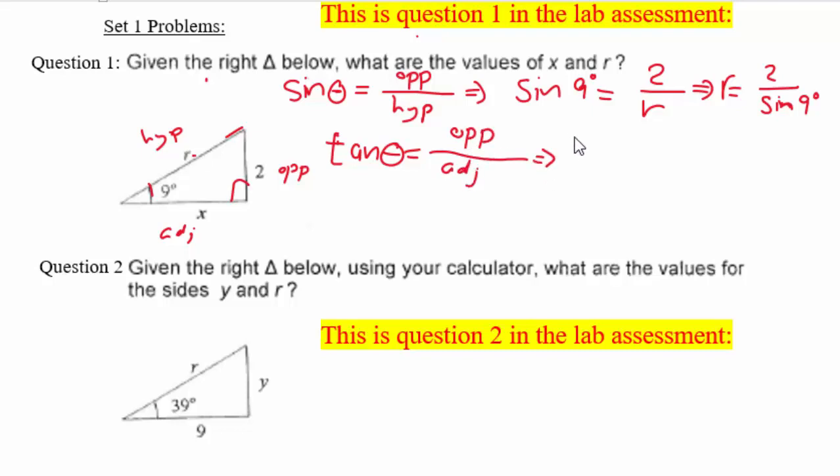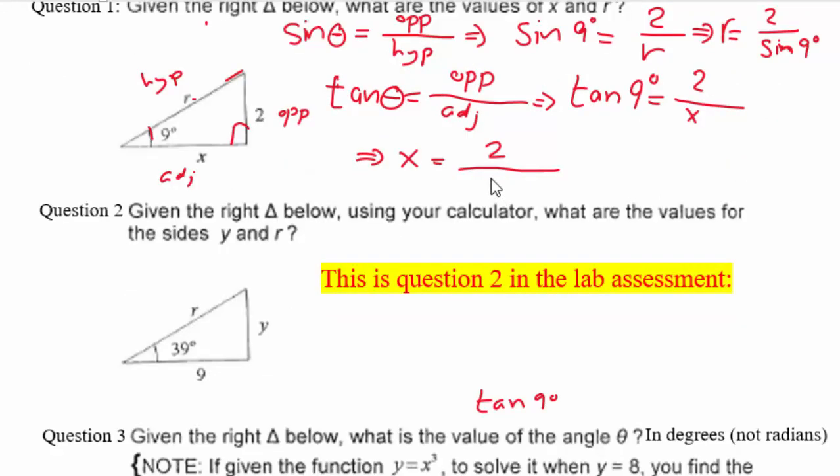So now we plug in the values. So this is tangent 9 degrees equal to the opposite, which is 2, over the adjacent, which is x. And now we solve for x. So it's 2 over tangent 9.